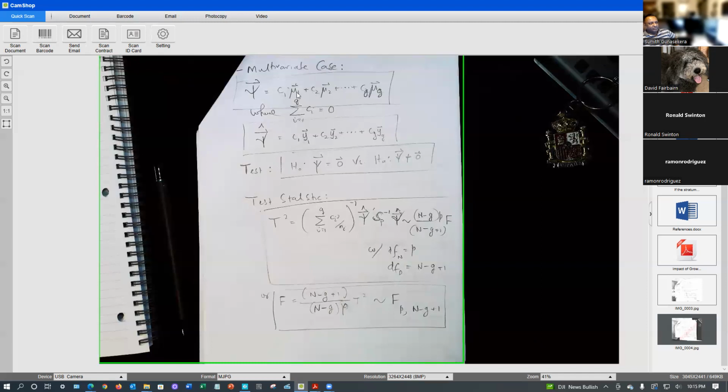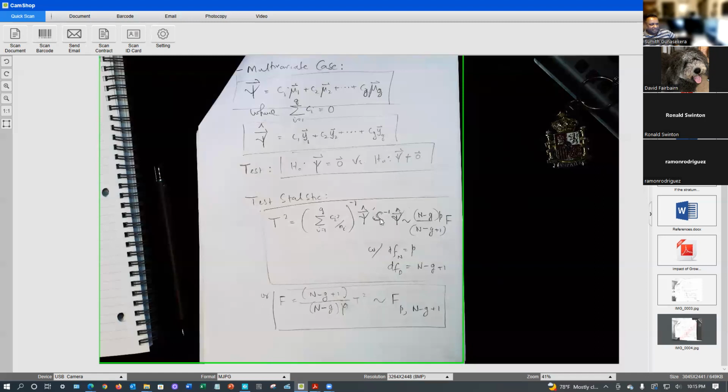We have how many groups? 4 groups: low income, middle income, and upper income, high income. G equals 4, and for the contrast we have taken it in a certain way that their sum should be 0.